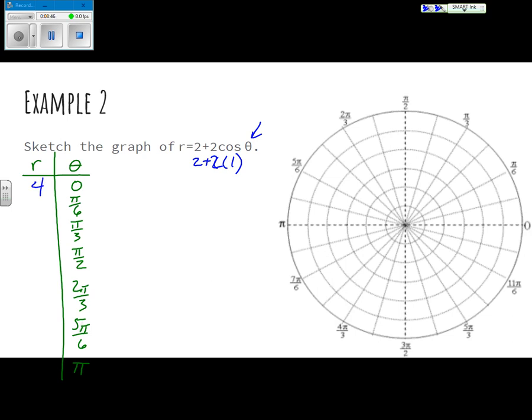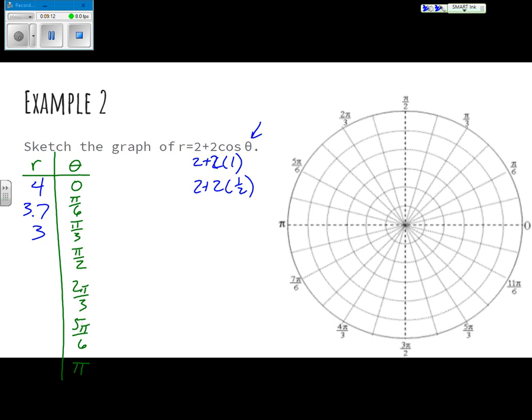If I plug in pi over 6, that's going to give me that nasty decimal. So I'm just going to hit 2 plus 2 cosine of pi over 6 in my calculator. And it gave me 3.7. Okay, pi over 3. I could probably do that one all right. Cosine of pi over 3 is 1/2. Half of 2 is 1. 2 plus 1 is 3. That one wasn't too bad.